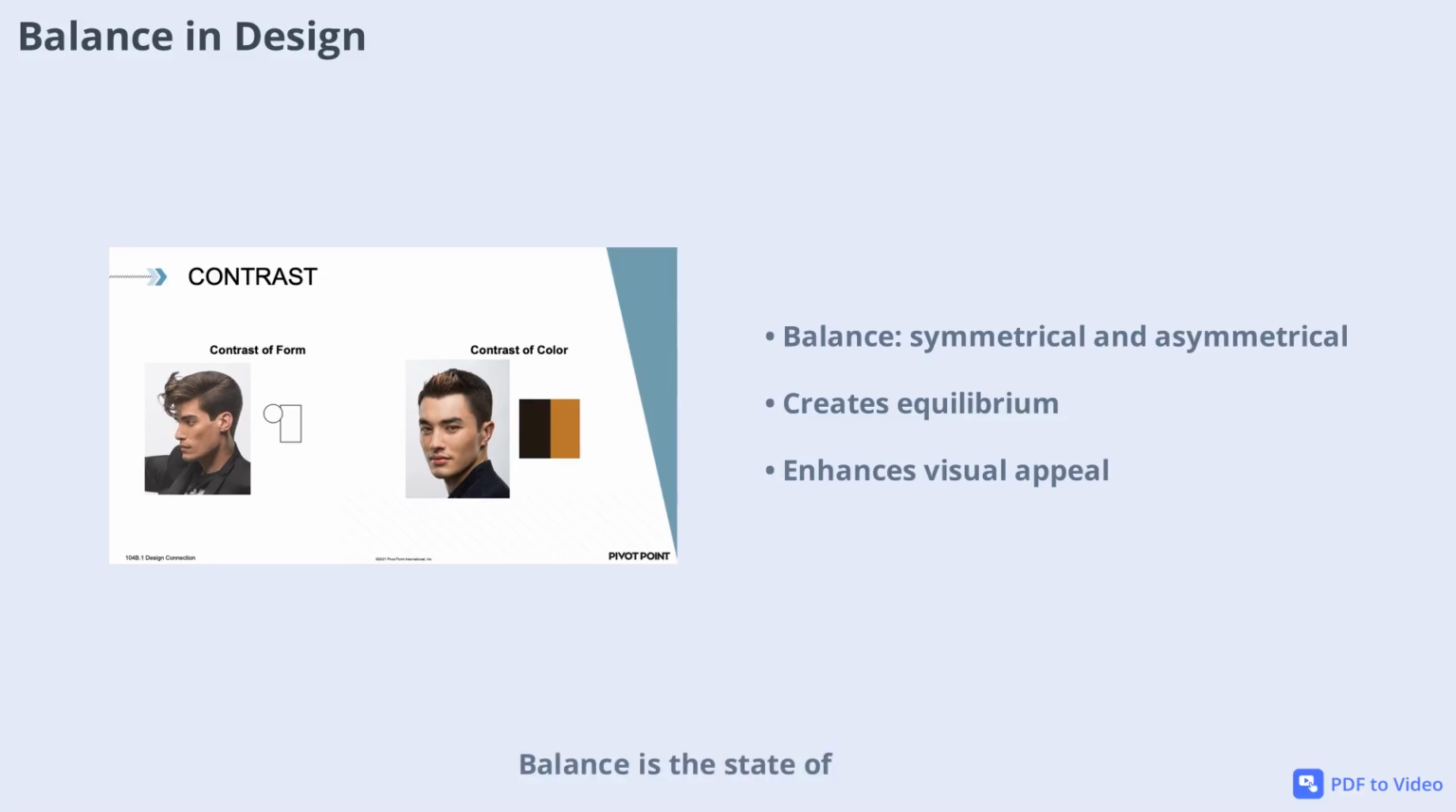Balance is the state of equilibrium between contrasting or interacting elements. There are two main types: symmetrical, where weight is equally distributed on both sides of a center axis, and asymmetrical, where weight is distributed unequally, creating movement and drama. Achieving balance is key to creating visually pleasing designs.